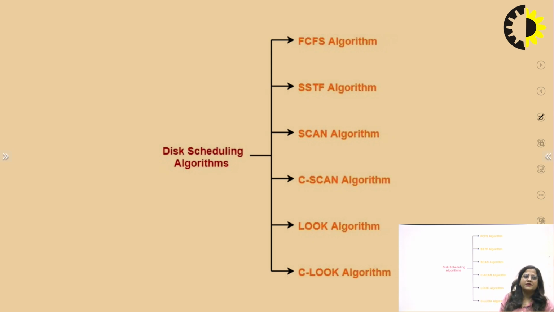First one is FCFS, first come first serve, SSTF, scan algorithm, C scan algorithm, look algorithm, and C look algorithm. These 6 algorithms come under disk scheduling algorithms, and these 6 algorithms will be explained one by one in further slides.